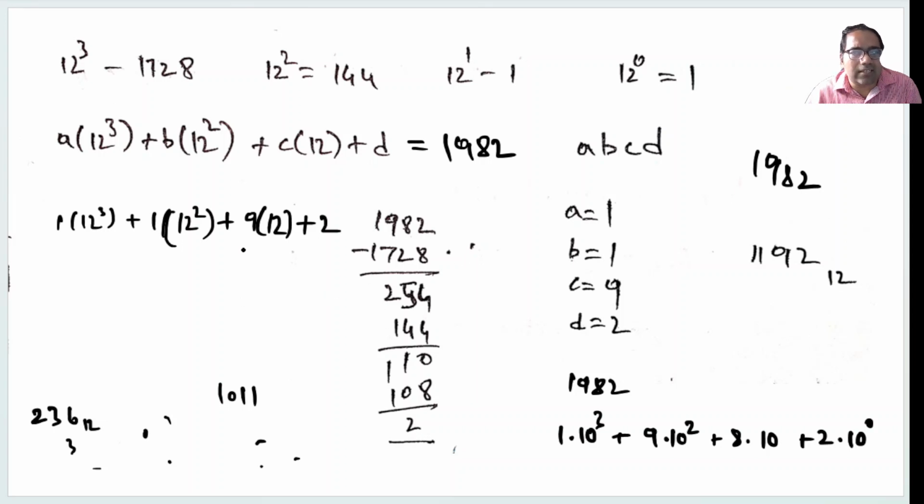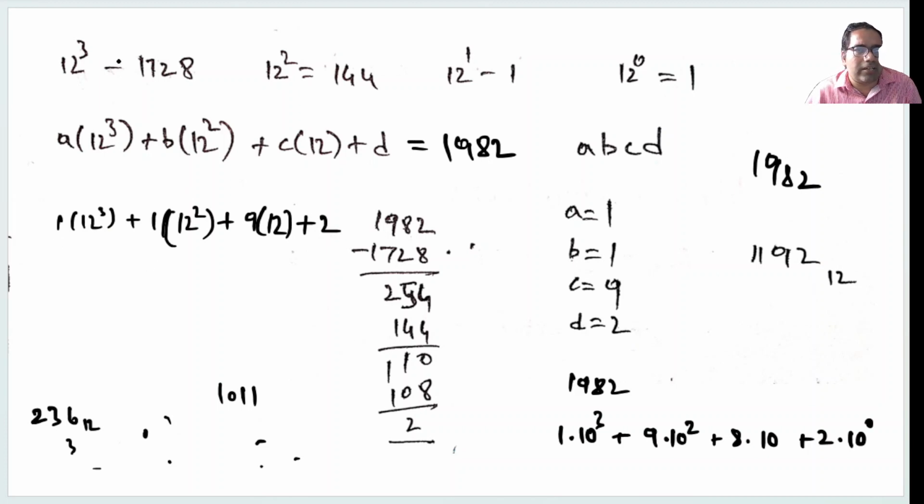That is equal to saying 1 into 12 cube plus 1 into 12 square, since in the remaining part 12 square is going only once. In the remaining part, after 12 square has gone, 12 is going 9 times, 9 twelves, 108. And in the remaining part, 2, that is the remainder. 12 will go 0 times and 2 will be left. So we can write it like this.